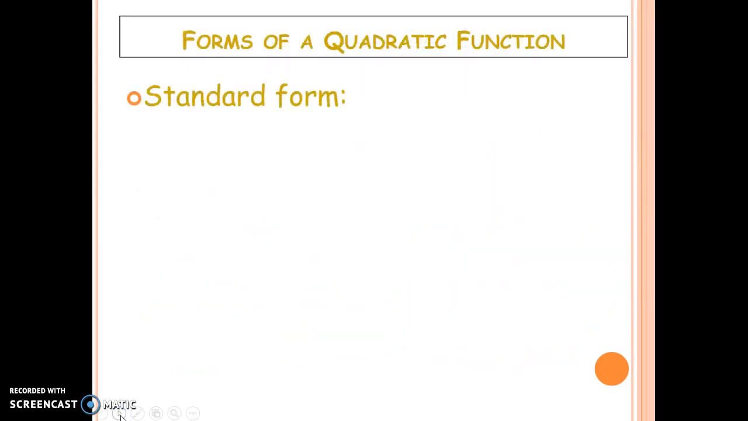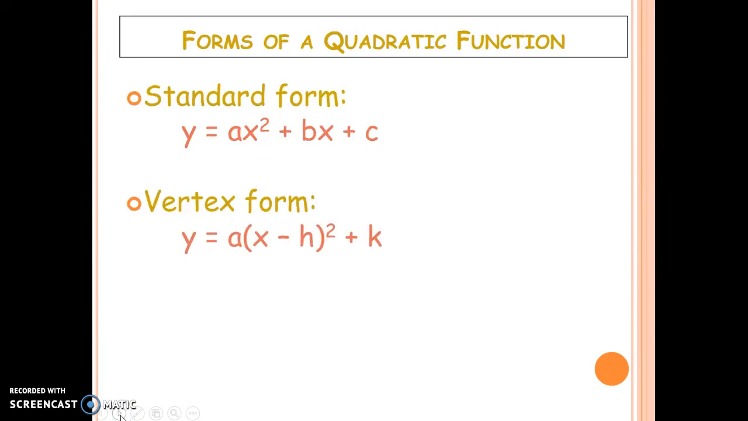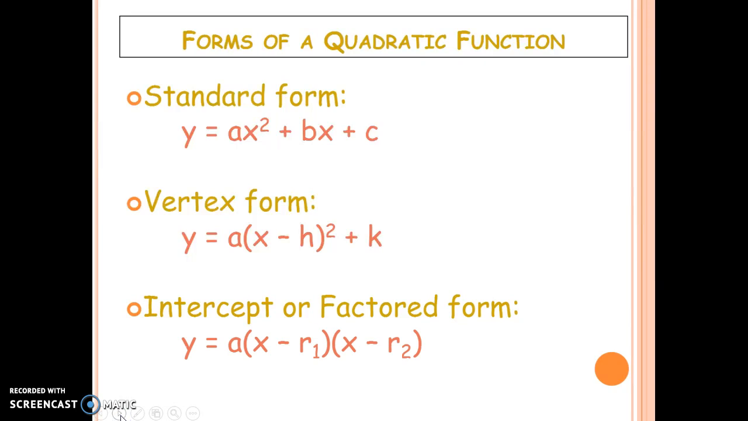The three types of forms for a quadratic. We have the standard form, which looks like y equals ax squared plus bx plus c. We also have the vertex form that we talked about in the previous video, y equals a times the quantity x minus h squared plus k. And then we also have what's called the intercept or the factored form, which looks like this: y equals a times x minus r1 times x minus r2, where r1 and r2 are both numbers and they end up being your intercepts.